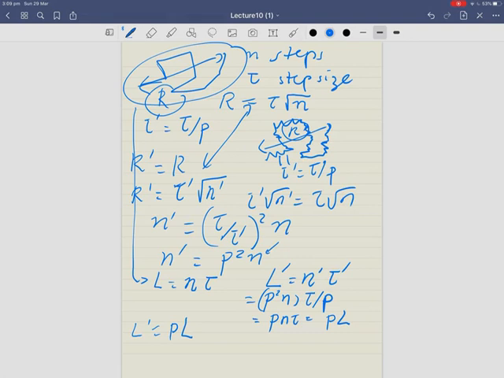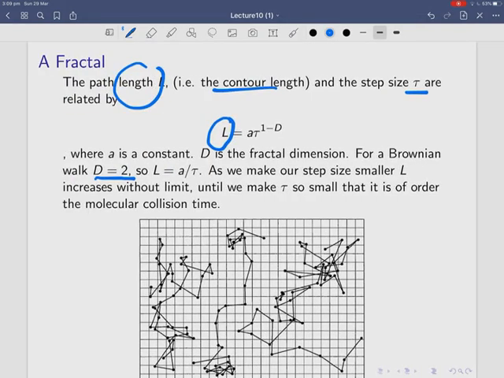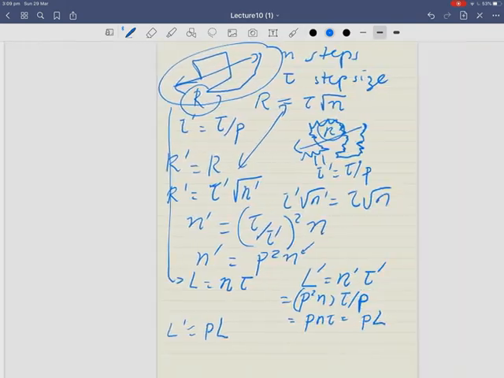This is a typical thing to do with fractals. You measure the Australian coastline, for instance. If you measure it on a metre scale, you get some kind of length, but if you measure it on a centimetre scale, you get a much bigger length. That's very typical of all fractals. So we just proved this result: as you go to smaller and smaller length scales, the contour length increases without limit.